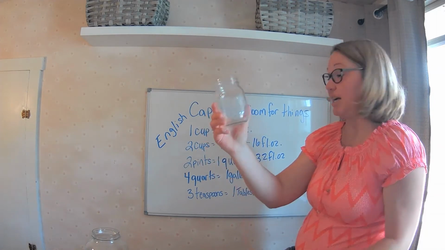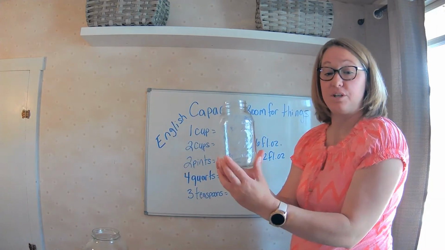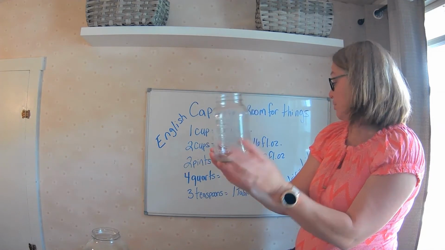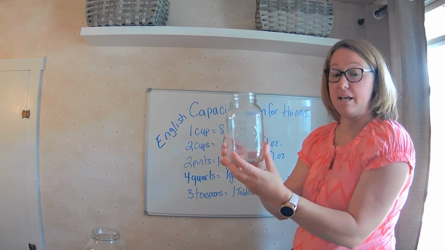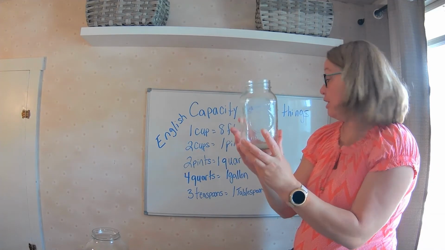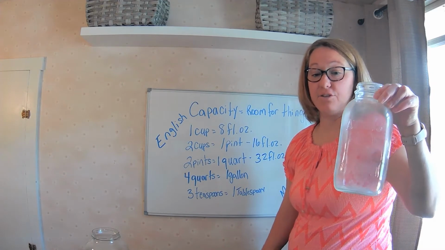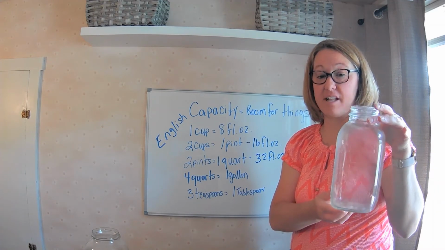Then if we would take 2 pints, take 2 of these, we would have what's called a quart. A quart is equal to 2 pints. 1 quart would be 32 ounces because it has 2 pints. If we wanted to take 2 of these, we would end up having a half a gallon. So 2 quarts would equal a half a gallon. This is the size of a half a gallon so you could see it.